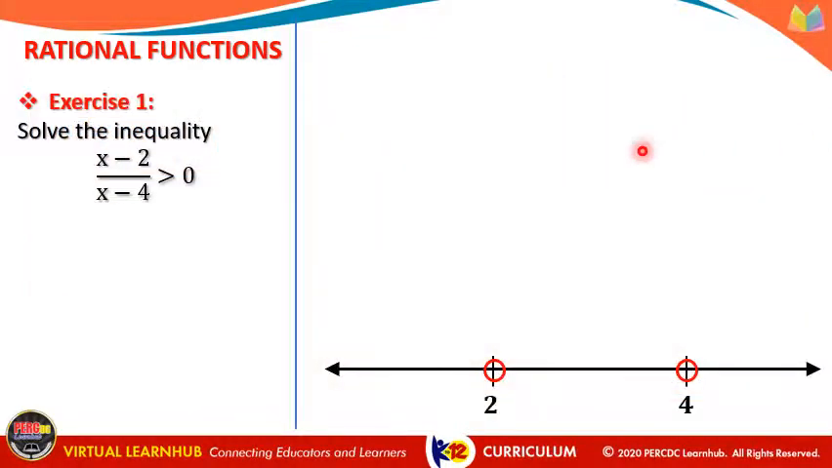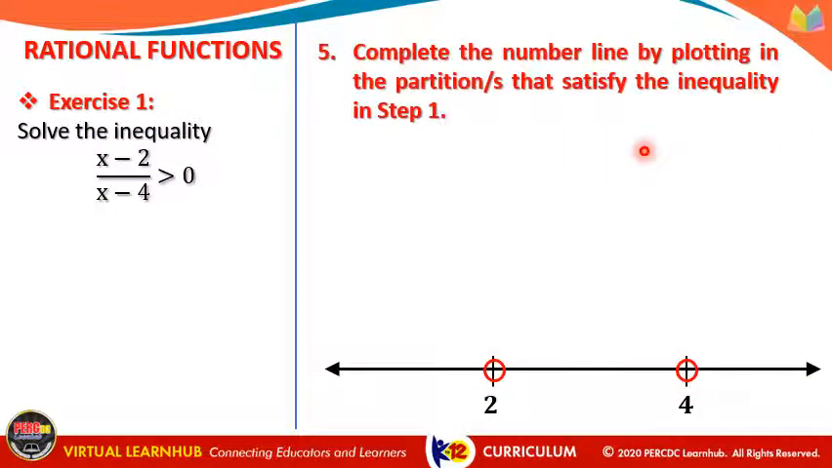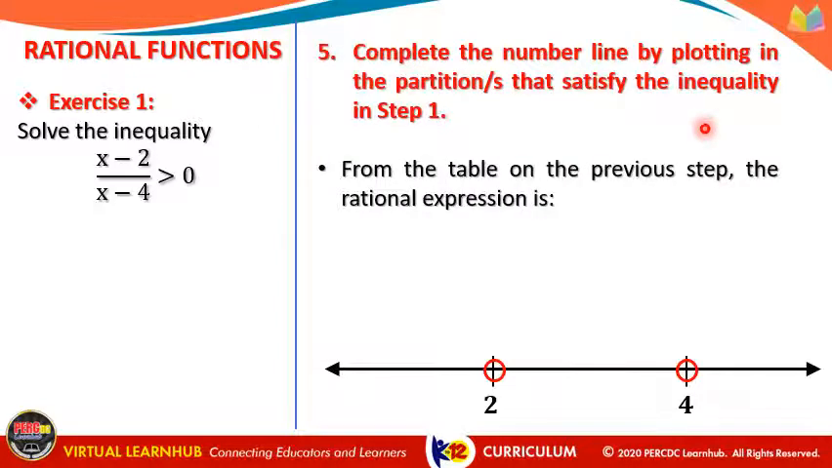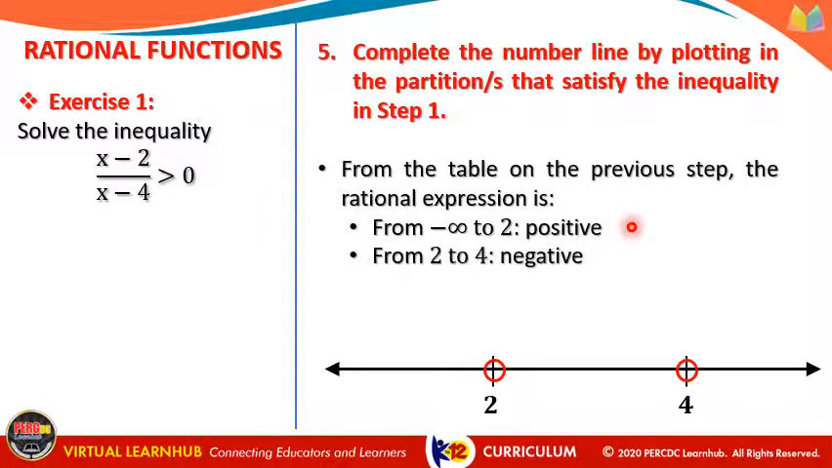Alright? So, step 5 na tayo. Let us now complete our number line. Again, from the previous table na ginamit natin, from negative infinity to 2, nalaman natin na ang x minus 2 over x minus 4 will be positive. Between 2 to 4, nalaman natin ang value negative. And between 4 to infinity, nalaman natin na ito naman ay positive.